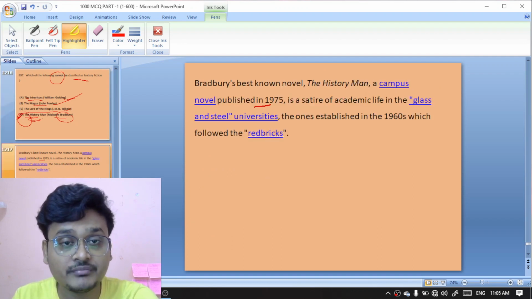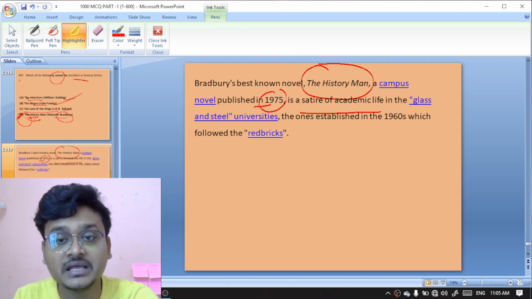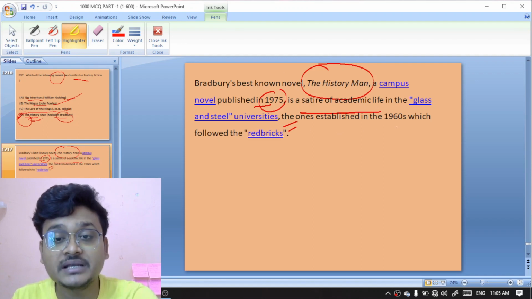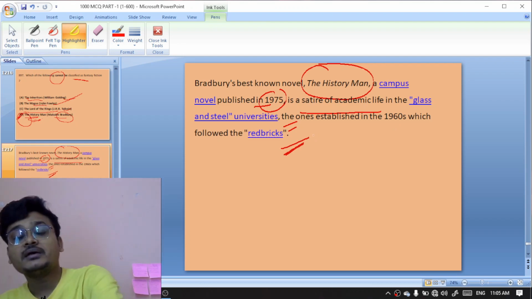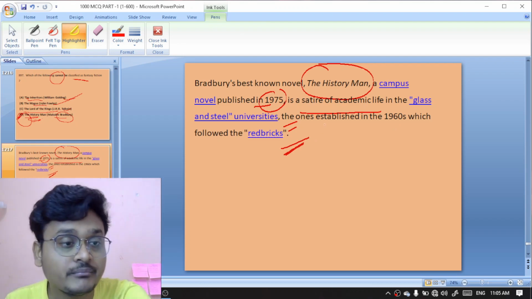Bradbury's first known novel, The History Man, is a campus novel published in 1975. It is a satire of the academic life in the glass and steel universities, the ones established in the 1960s, which followed the Red Bricks. So The History Man is a campus novel written by Bradbury.